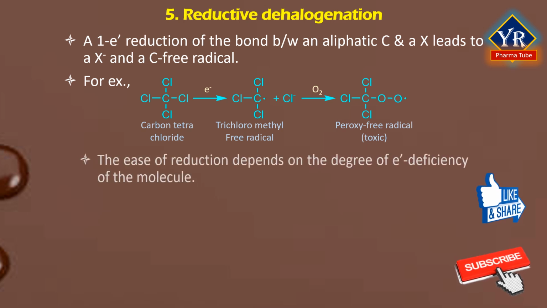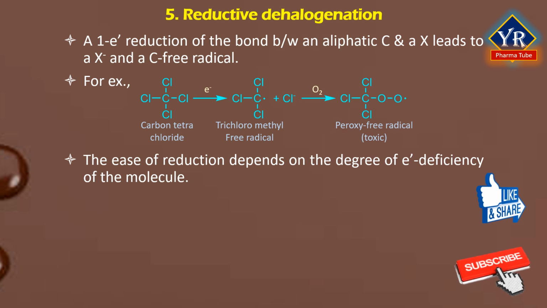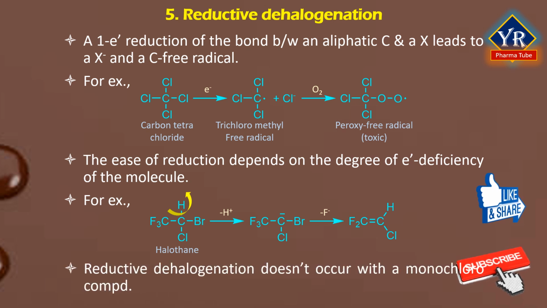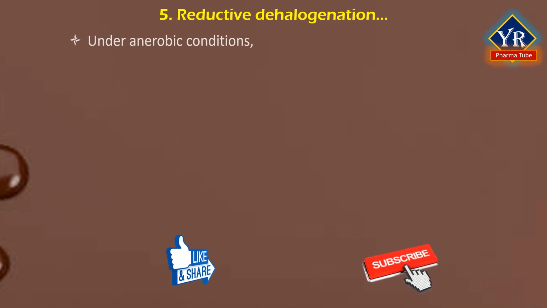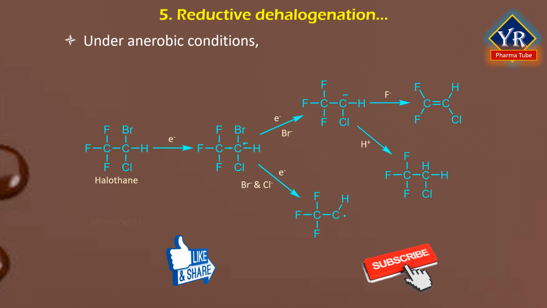The ease of reductive dehalogenation depends on the degree of electron deficiency of the drug molecule. For example, halothane is somewhat more difficult to reduce than carbon tetrachloride, and in general, reductive dehalogenation does not occur with a monochloro compound. Under aerobic conditions, halothane, an anesthetic agent, undergoes reductive dehalogenation to form 2-chloro-1,1-difluoroethene by cytochrome P450 enzyme.